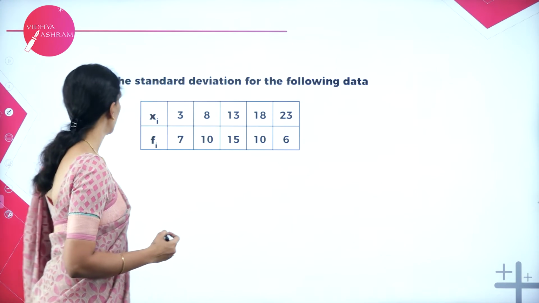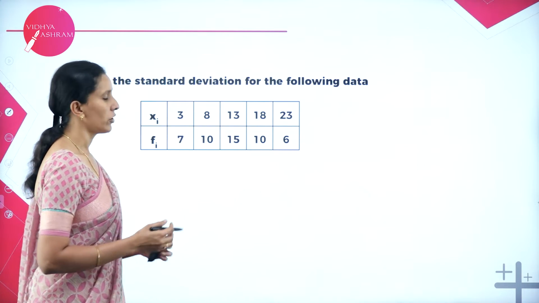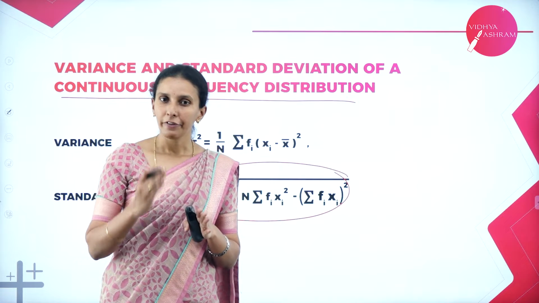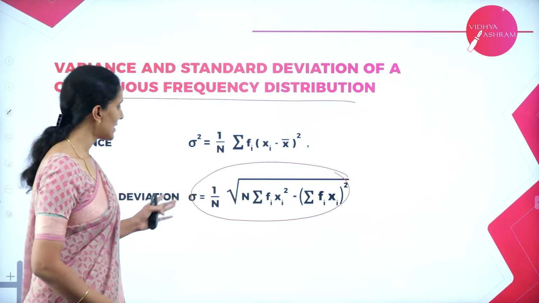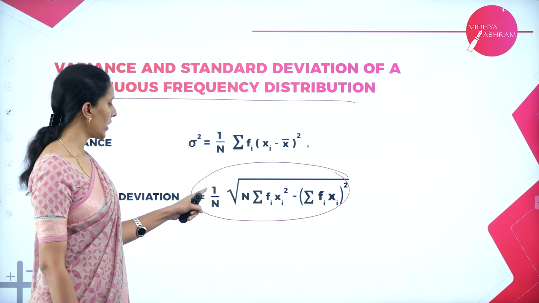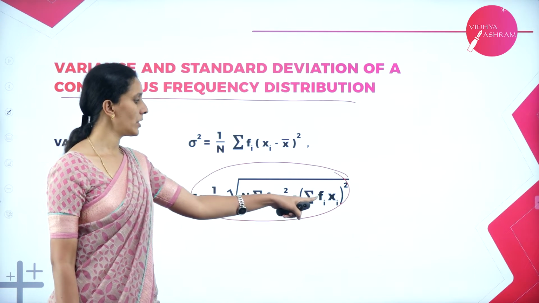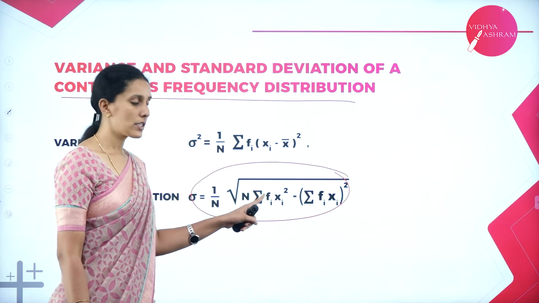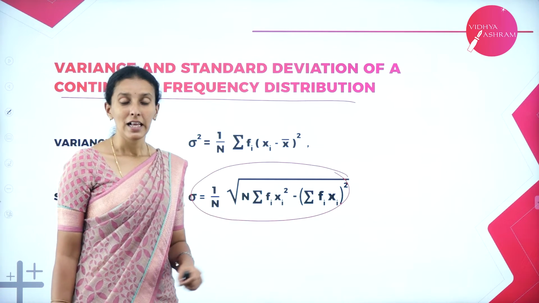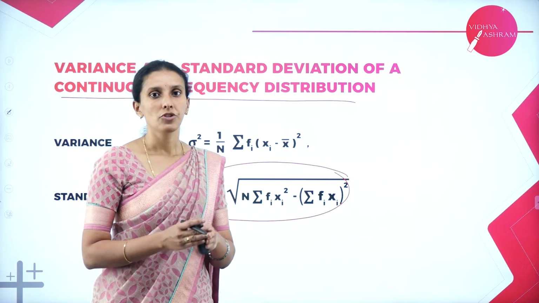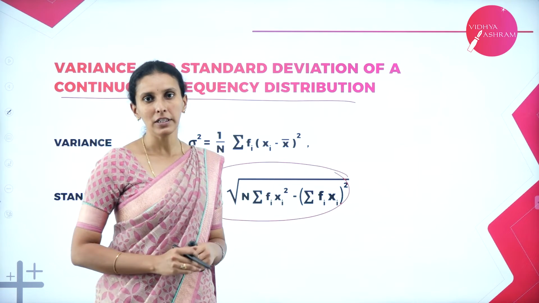Next question. Find the standard deviation for the following data. I already told you, without finding the variance also, we can find the standard deviation. For that, we need this formula: the square root of summation fi xi square minus summation fi xi whole square divided by n, whole divided by n. Let's use this formula to calculate it now. In your examination, you can follow any one of the methods.